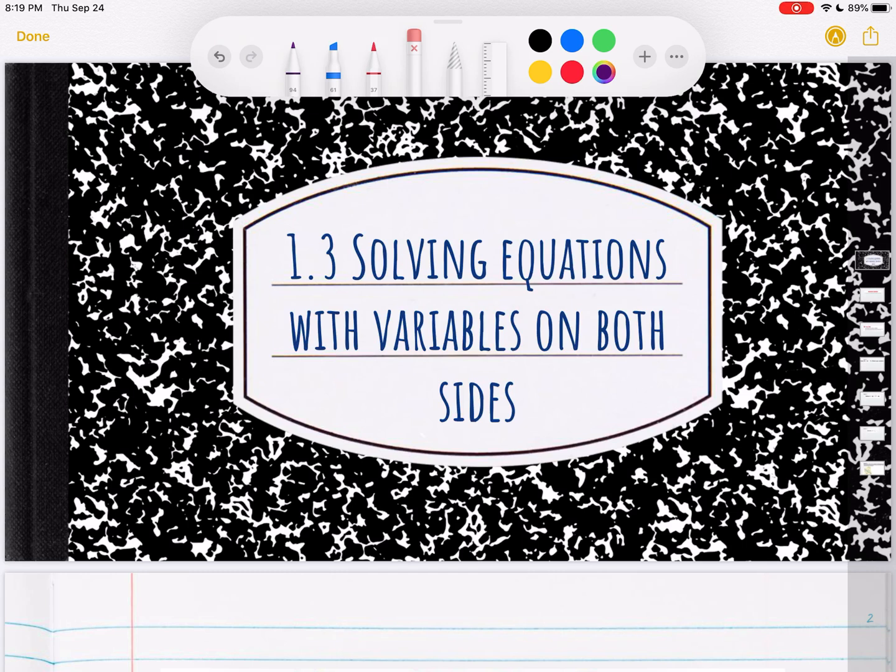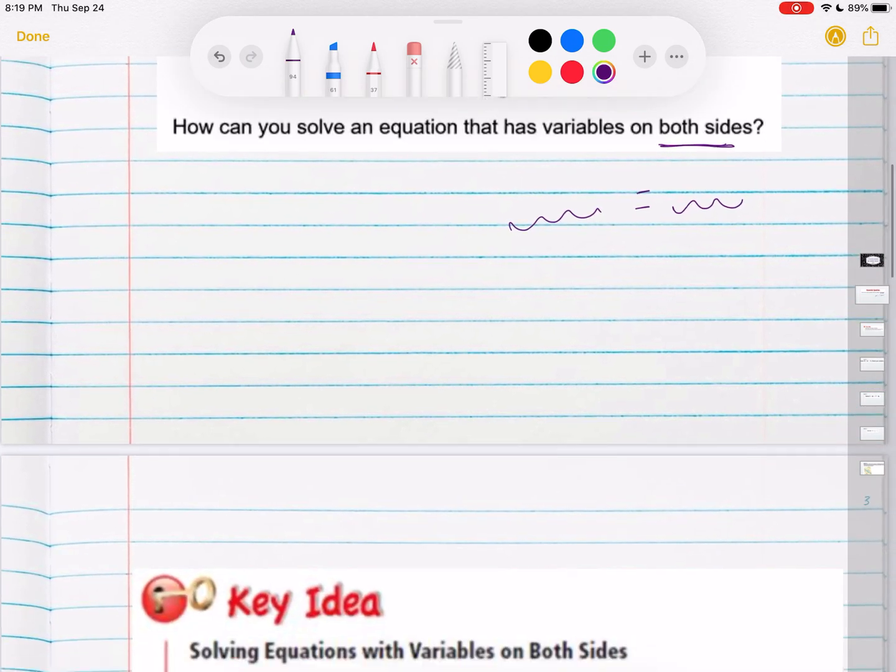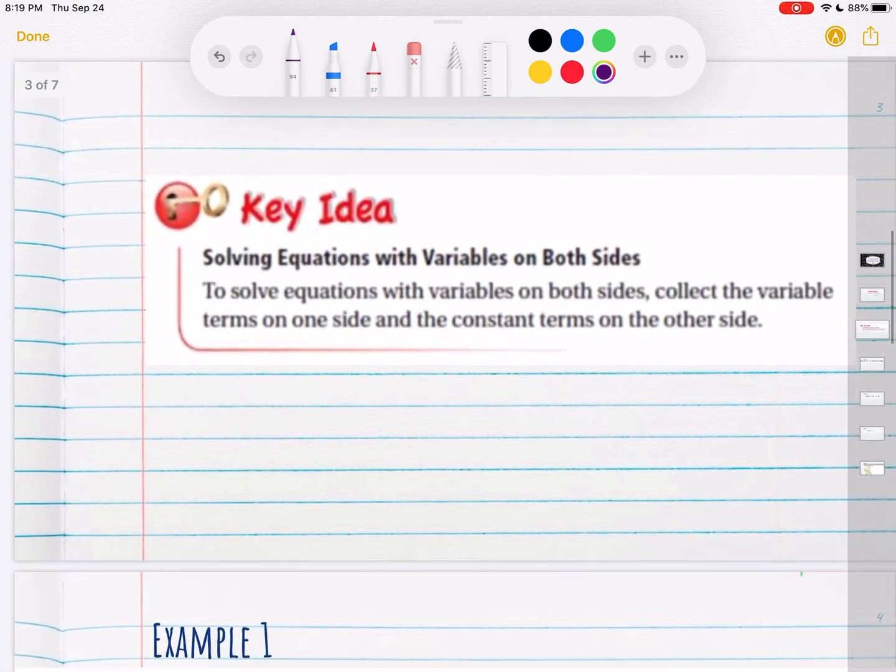Hey 8th graders, today we're going to be talking about solving equations with variables on both sides. So our essential question is, how can you solve one of these equations with variables on both sides? And again, when we say both sides, we mean both sides of the equal sign will see variables. And these are just one variable equations, so it'll just be the same variable on both sides.